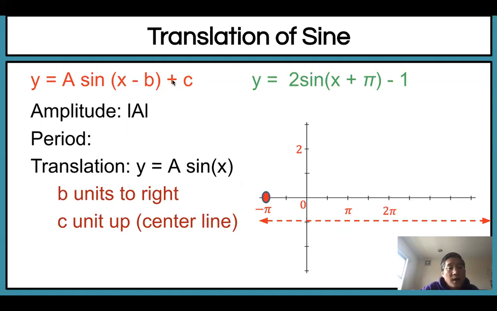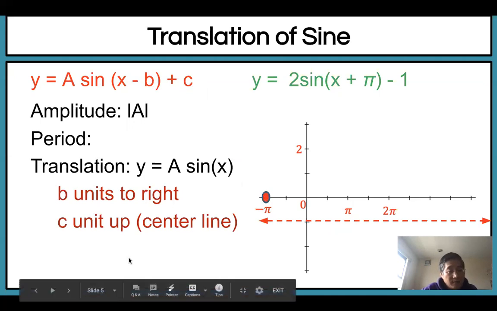And y, outside, c, it goes up or down, right? If it is plus, y is the same. x is opposite, y is the same. So plus c, c units up. If c is negative, go down, right?